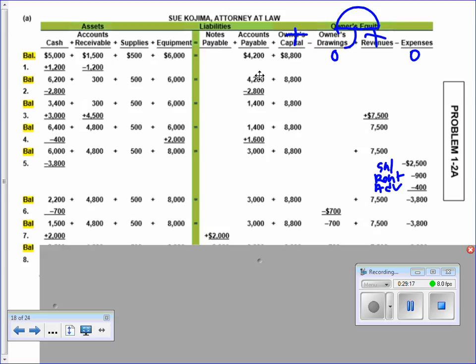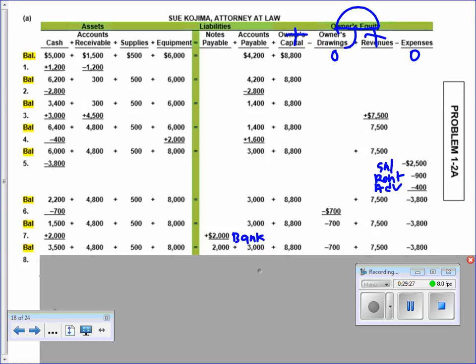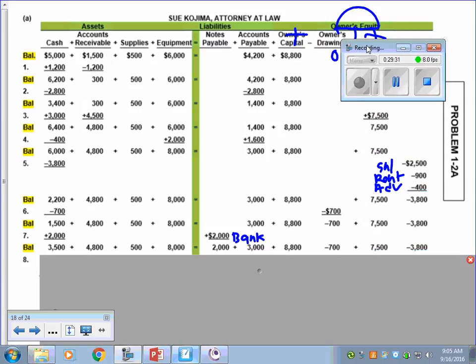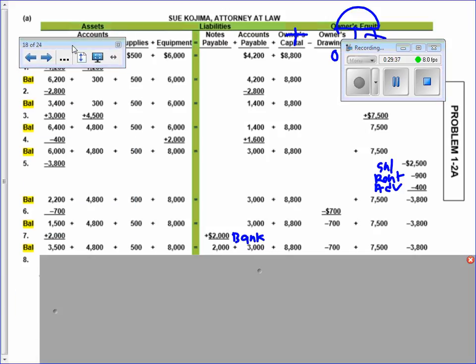So we're getting money, but now we owe a bank. Update your balances. Last one, we made it.